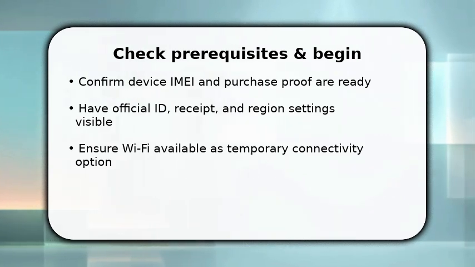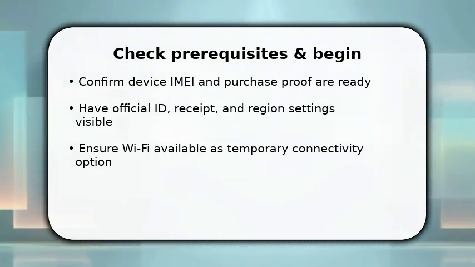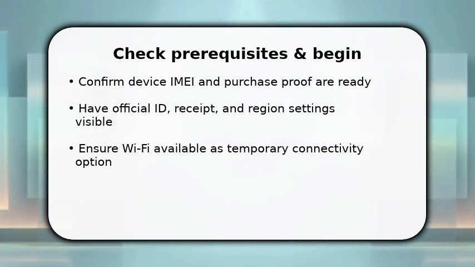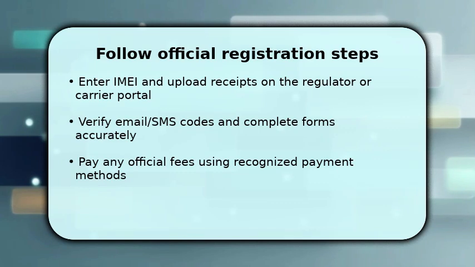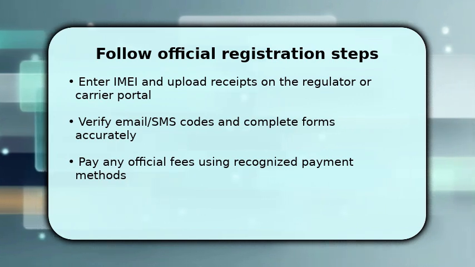Then open the official registration page or carrier app to begin the formal process. This is the legal path that restores cellular internet without risking penalties. You proceed by entering the IMEI and uploading purchase documentation to the regulator or carrier portal. Accuracy matters because mismatched data delays approval.